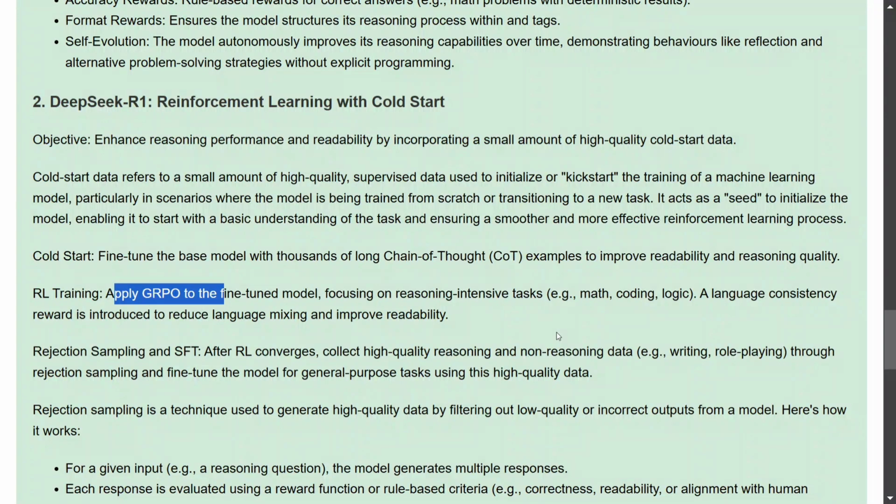So now the first step was cold start, sort of SFT training. Second was RL training using GRPO. Third was getting the rejection sampling data, so letting the model generate some data for us and then choosing the high quality data out of it, rejecting the bad quality data, then using that data for SFT training, that is supervised fine tuning.